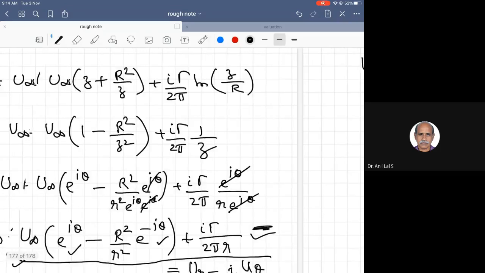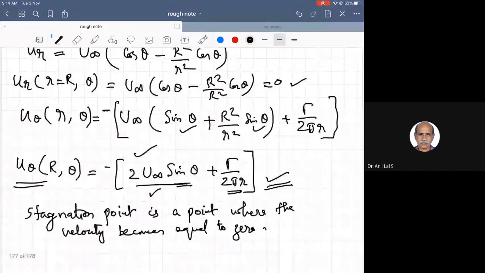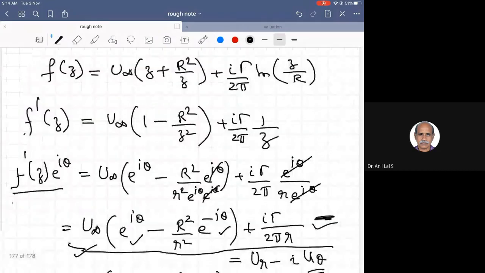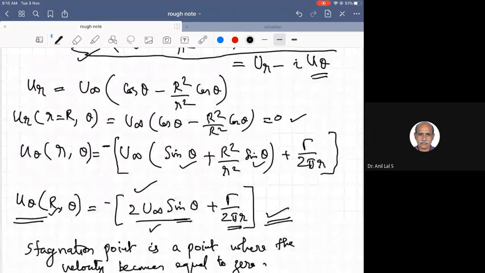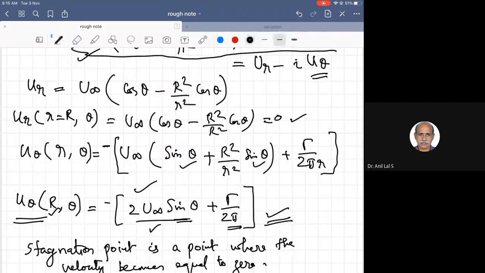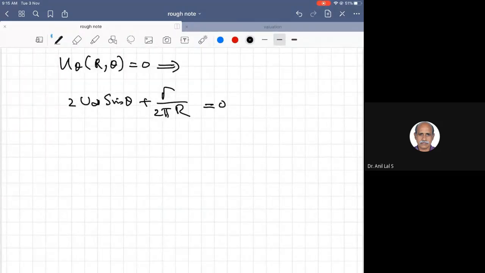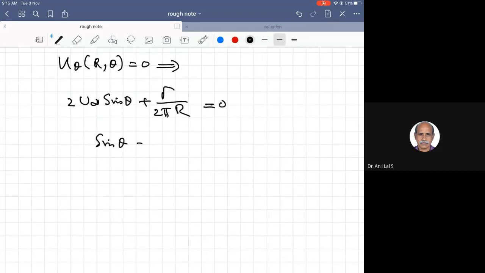we are having this whole expression: 2 u infinity sin theta plus gamma by 2 pi r. So actually, when I substitute r, this has to be capital R because we are substituting. So this is equal to 0. Minus of this is equal to 0, same as this is equal to 0. So that gives sin theta is equal to minus gamma by 2 pi r u infinity, so that 2 and 2 together we can write as 4.